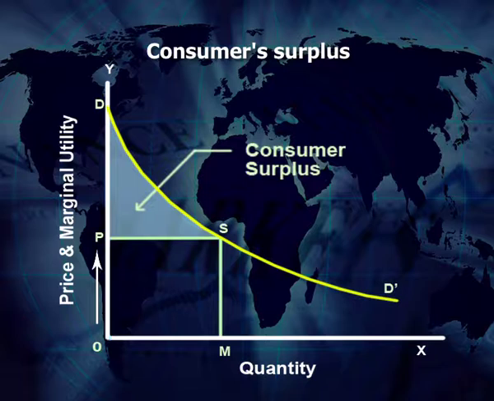At OP price, the consumer is purchasing OM amount of goods. So, at point S, the consumer is in equilibrium. In other words, we can say that at point S, the consumer surplus becomes 0, because the price the consumer is paying is equal to the marginal utility the consumer is getting. In the diagram, the shaded area PDS shows the total consumer surplus.